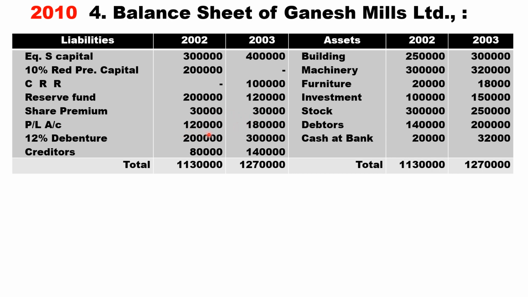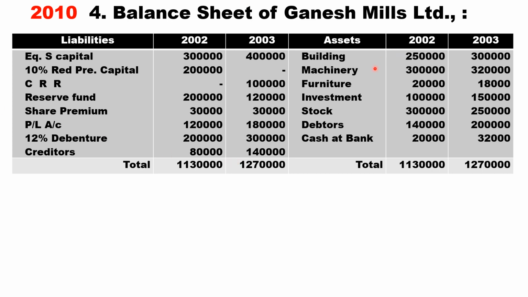Next, PL account. So last year it's 1,20,000, current year it's 1,80,000. So net profit will be 60,000, that is 1,80,000 minus 1,20,000. 12% debenture, there is an increase of 1 lakh, it will come in finance activity. So it is called issue of debenture, finance activity. Creditor is a current liability, it will come in OA. There is an increase in creditor to the extent of 60,000. It will come in OA add.